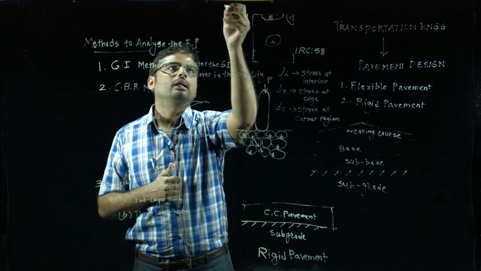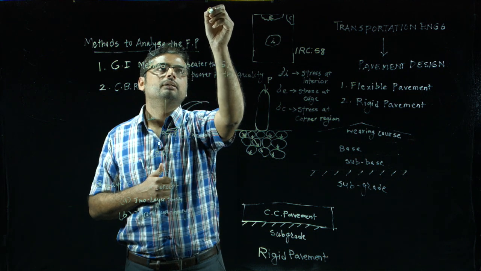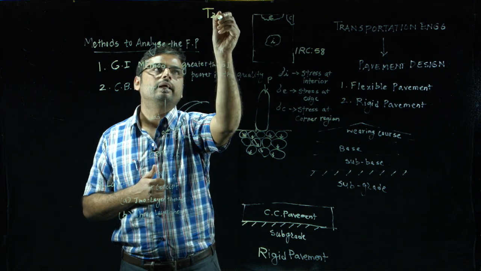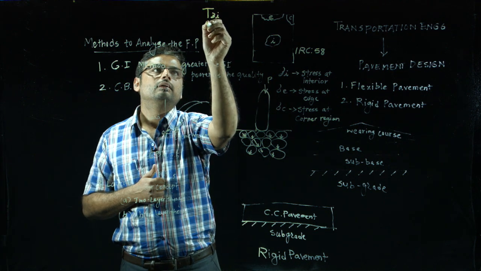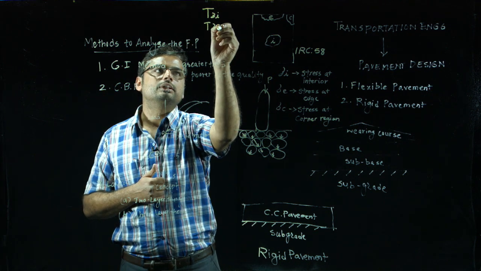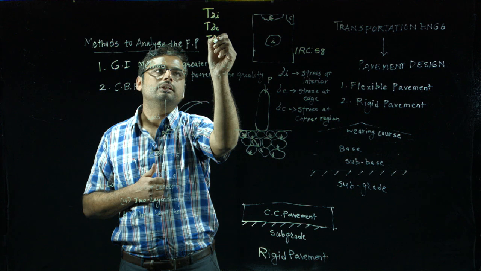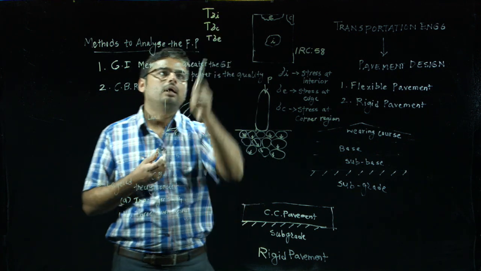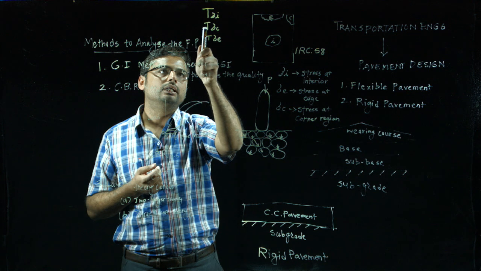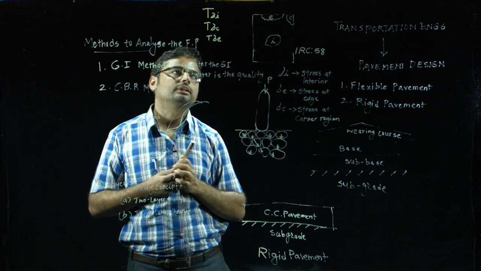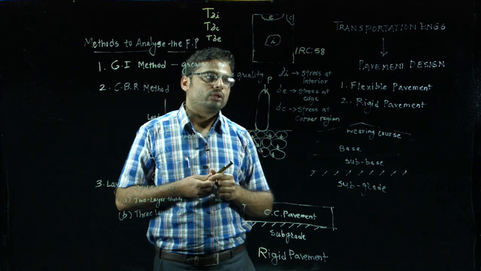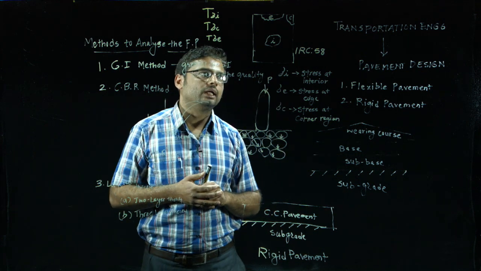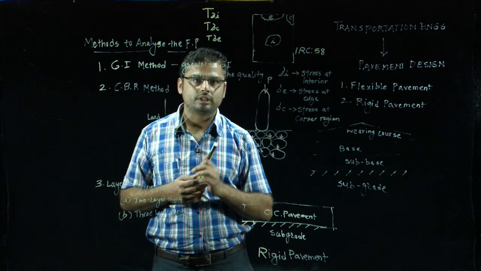Also we will consider temperature stresses. Let us say I show them as T sigma I, T sigma C, T sigma E. T stands for temperature: T sigma I is the temperature stress at the interior, and similarly at the corner and edge. These are the methods available to analyze our rigid pavement.